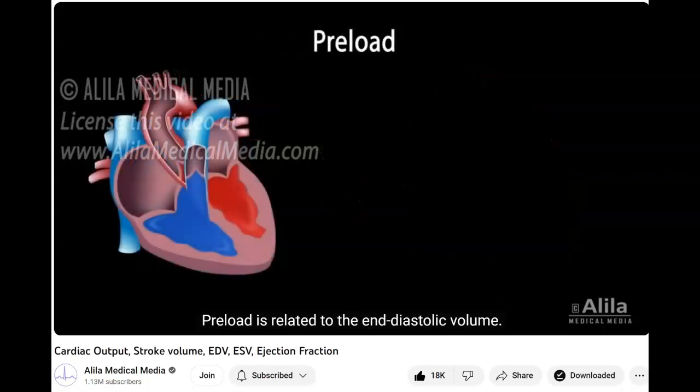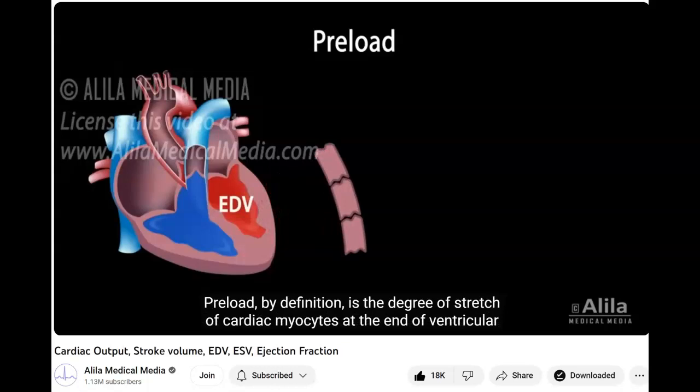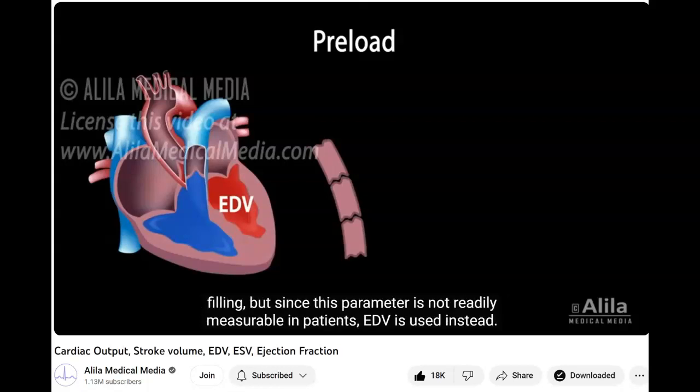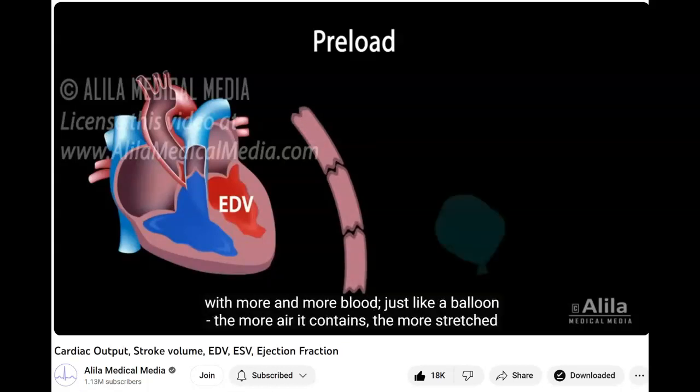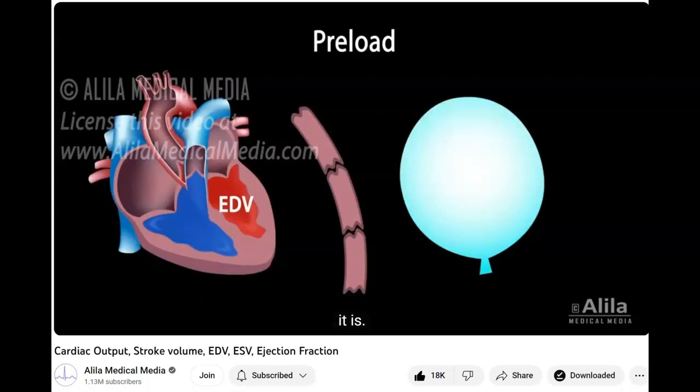Preload is related to the end diastolic volume. Preload, by definition, is the degree of stretch of cardiac myocytes at the end of ventricular filling. But since this parameter is not readily measurable in patients, EDV is used instead. This is because the stretch level of the wall of a ventricle increases as it's filled with more and more blood. Just like a balloon, the more air it contains, the more stretched it is.